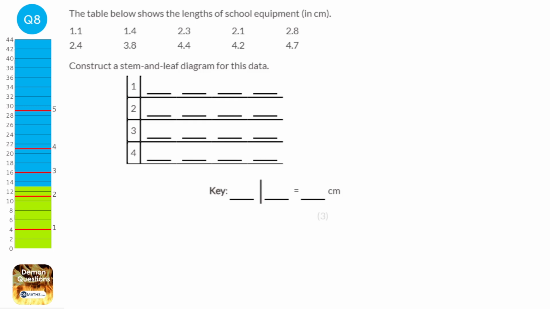So looking at the 1 point somethings, we've got a 1.1 there, and we've got a 1.4. Looking at the 2 points, we've got a 2.1, 2.3, 2.4, and 2.8. Looking at the 3s, we've got 3.8, and looking at 4s, we've got 4.2, 4.4, and 4.7. And so in our key here, we're just going to pick this number here. It doesn't actually matter which number we pick. And we say 1 line 1 means 1.1 centimeters.